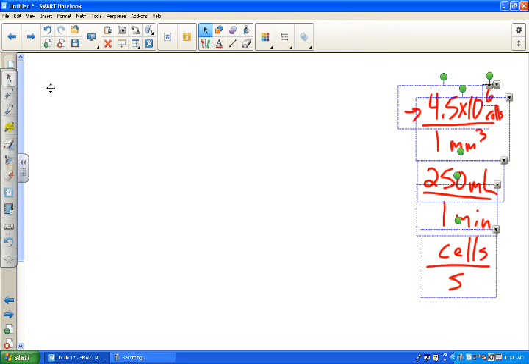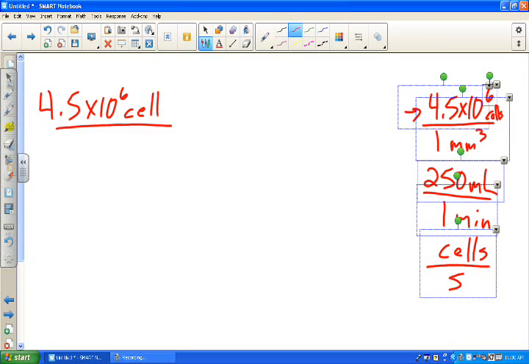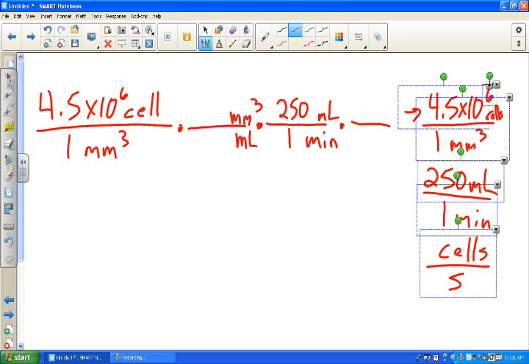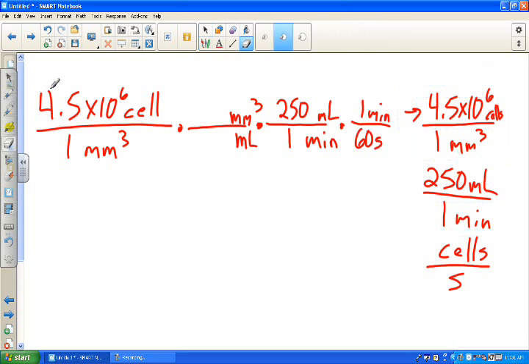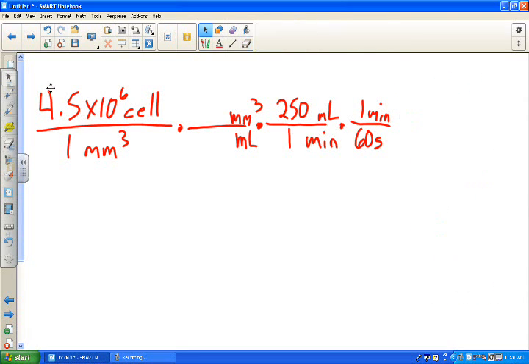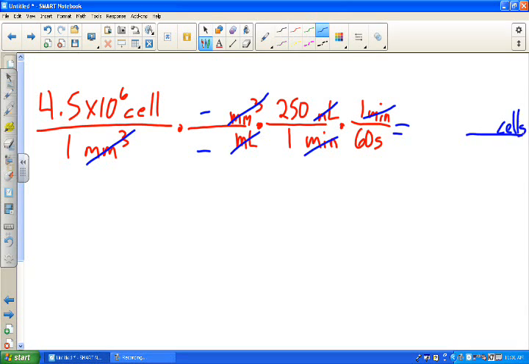Based on that information, we're going to start with 4.5 times 10 to the 6 cells over 1 millimeter cubed. And probably we can convert the millimeter cubed to milliliter, and then we know that there are 250 milliliters per 1 minute, and then we know that in 1 minute there are 60 seconds. So our goal is to get all of our units to cancel, and if we do that, we end up with cells per second, which is what the question was asking for.